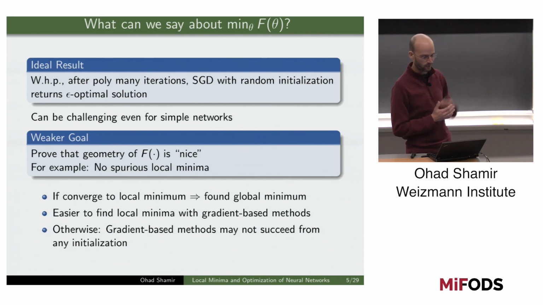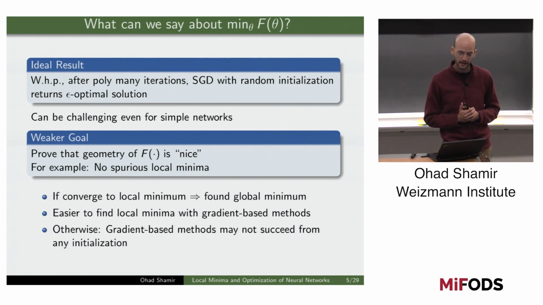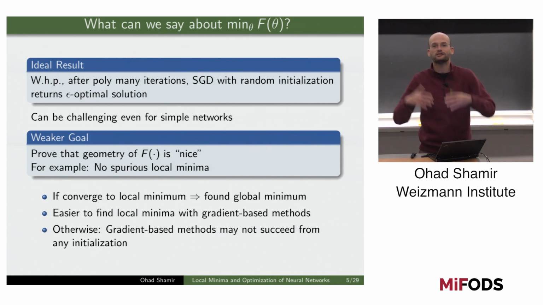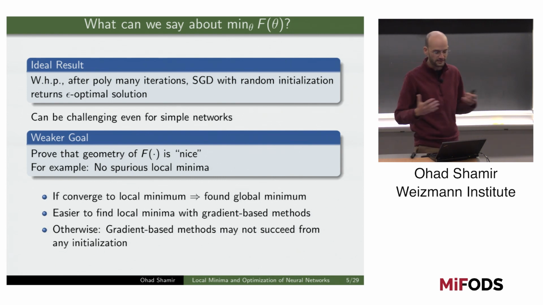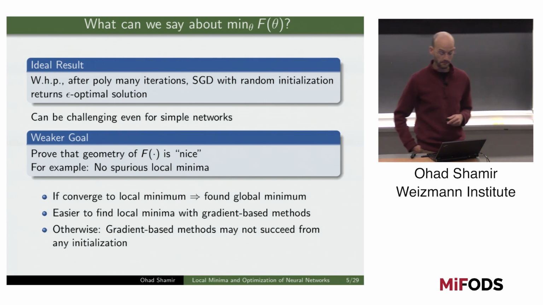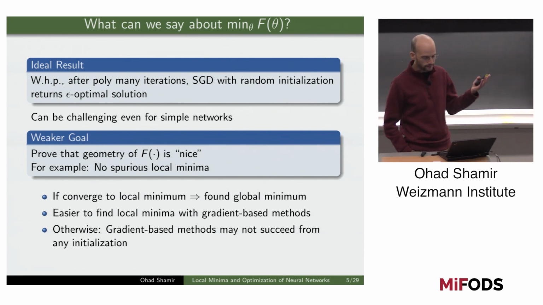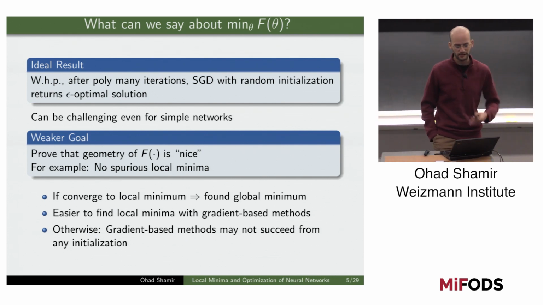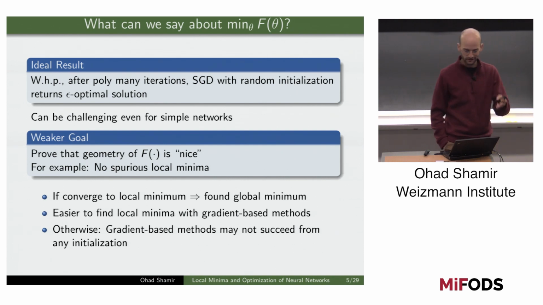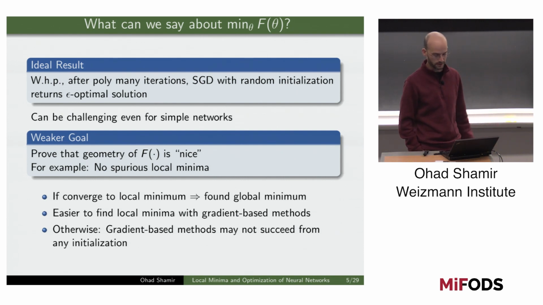So maybe we won't show this kind of algorithmic result, but more something about the niceness of the geometry of the objective function. For example, that maybe it's non-convex, but there are no non-global local minima. And if this phenomenon occurs, it means that if we run some gradient-based method and converge to a local minimum, it means that we found a global minimum.